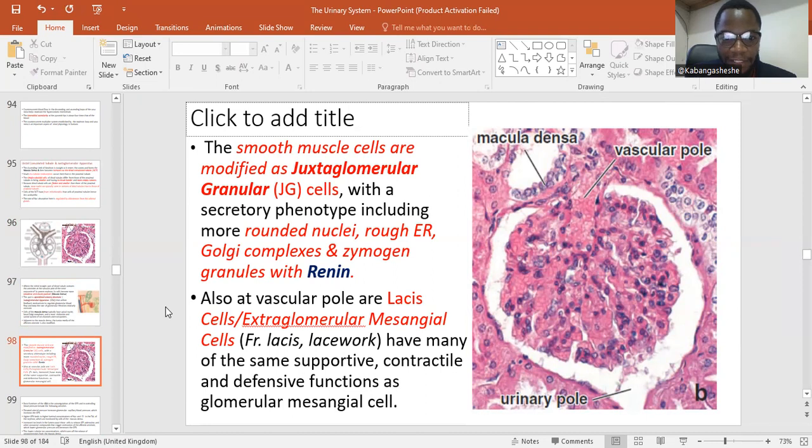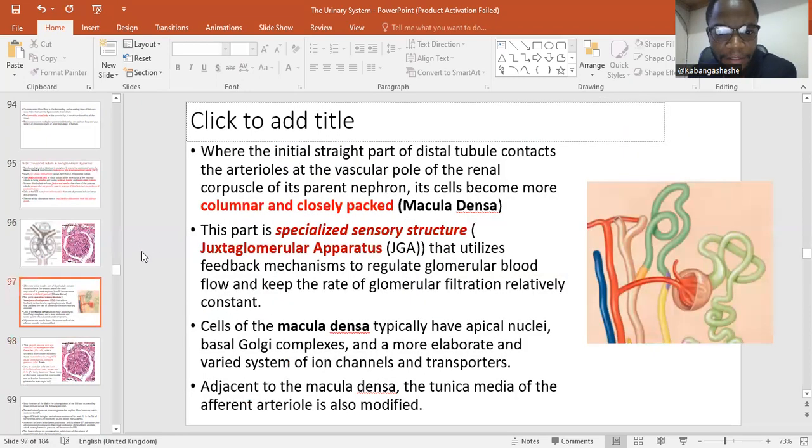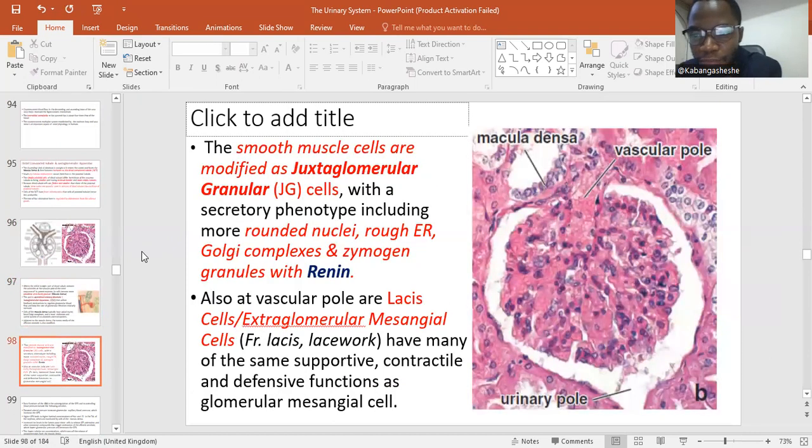Number one is that these cells store and secrete a hormone known as renin. So the cells on the macula densa secrete renin. Excuse me. Like we are saying, the macula densa is made of columnar cells, and these cells are specialized to produce and secrete renin. Renin is secreted in response to the volume of blood and the osmolarity of blood.